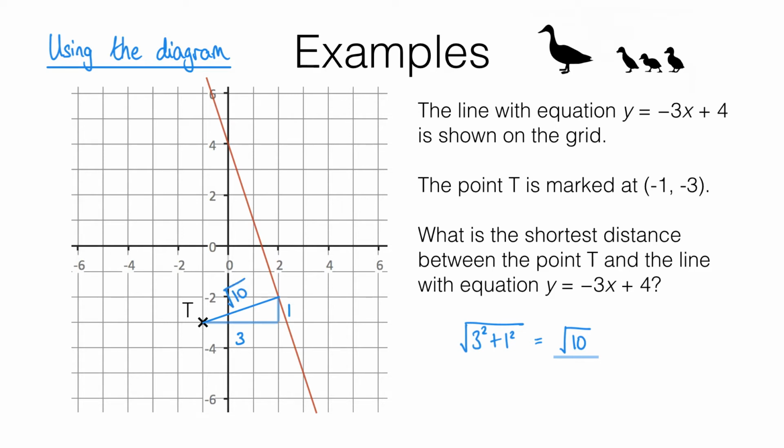Now, keep all of this in mind when we have another go at this question, but this time without the diagram. If we're going to do this without a diagram, we're going to have to use algebra to find the coordinates of this point here. This is the point where the original line intersects the perpendicular line through T. That means we first need to find the equation of this perpendicular line through T. So let's get into it.